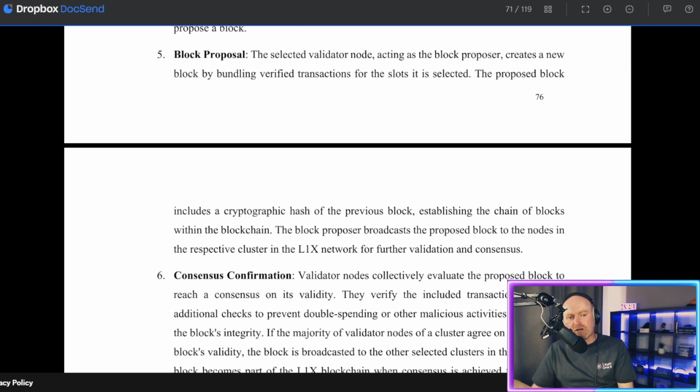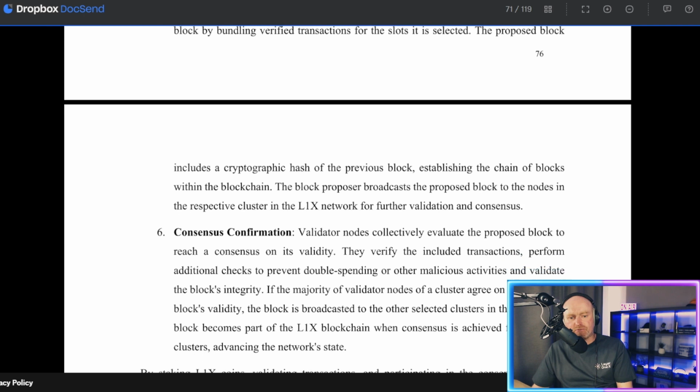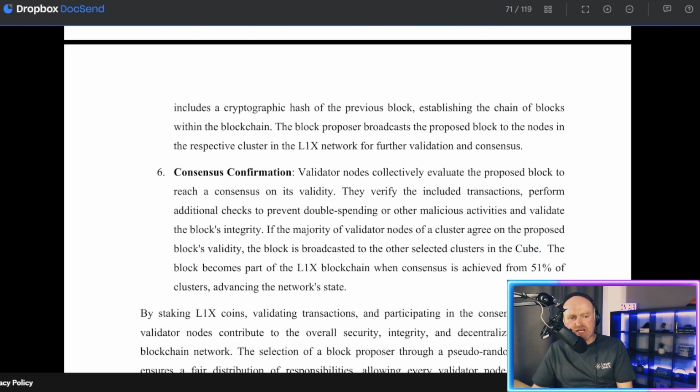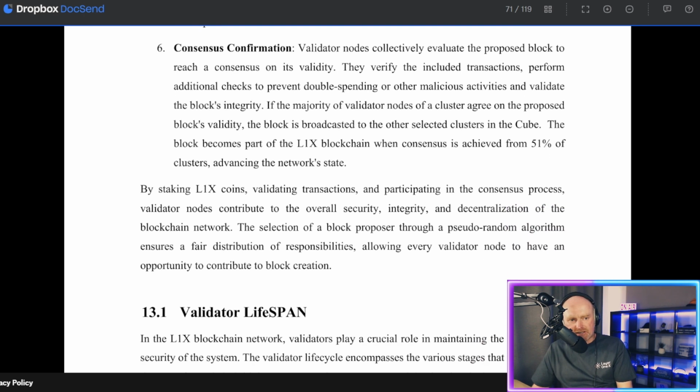Number 5. Block proposal. The selected validator node, acting as the block proposer, creates a new block by bundling verified transactions for the slots it is selected. The proposed block includes a cryptographic hash of the previous block, establishing the chain of blocks within the blockchain. The block proposer broadcasts the proposed block to the nodes in the respective cluster in the L1X network for further validation and consensus. Number 6.